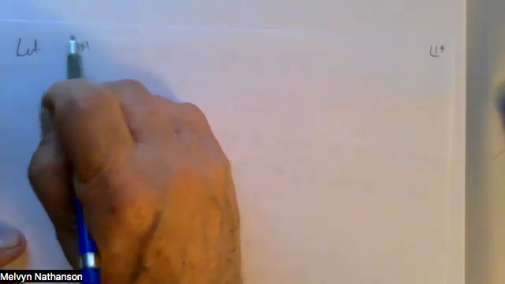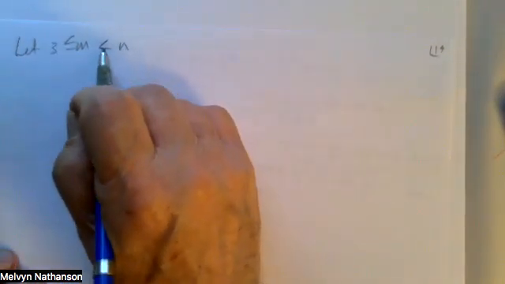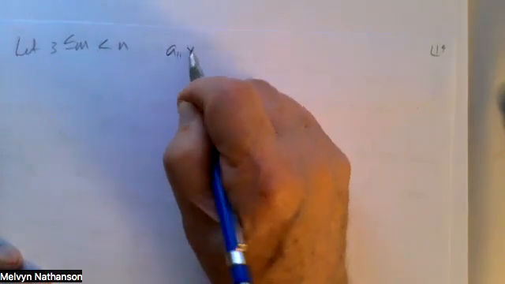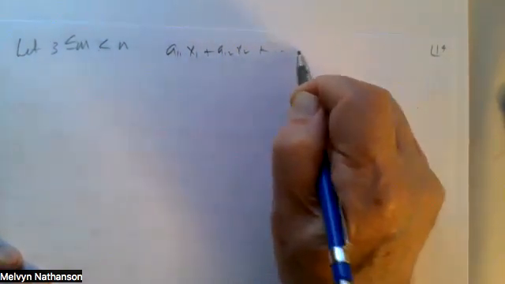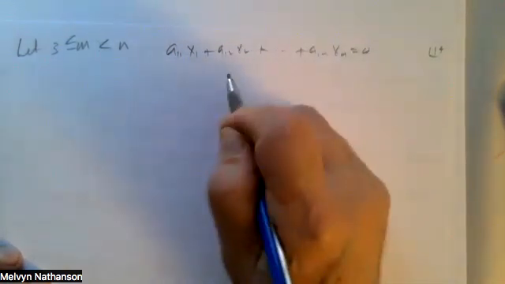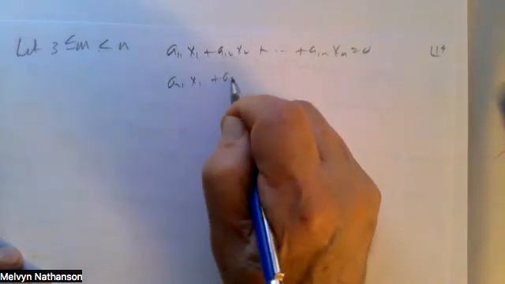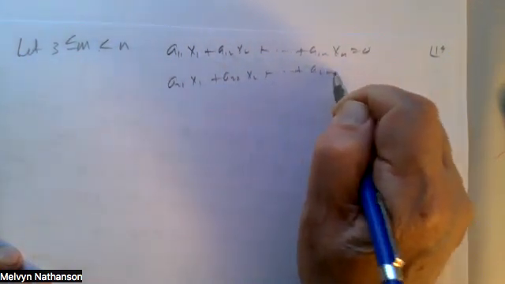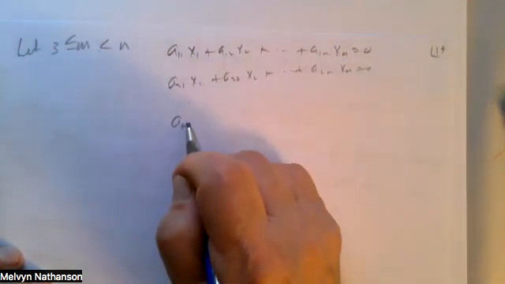And now to prove the general case, which is the inductive step, assume that m is at least 3 and n is strictly bigger than m. So we have our system of equations, a11x1 plus a12x2 up to a1n xn equals 0, a21x1 plus a22x2 up to a2n xn equals 0, and so forth, down to the mth equation.